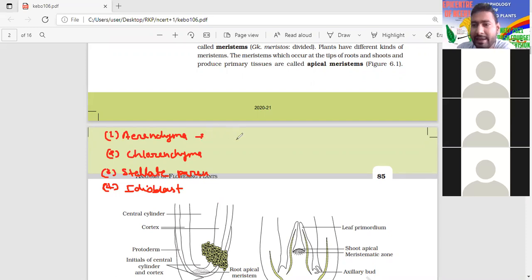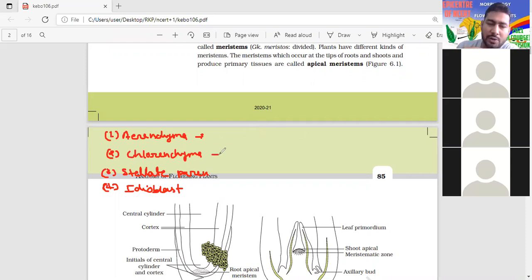Aerenchyma means they have air cavities. This type of parenchyma is modified, and after the modification, it forms air cavities in the plant, basically in aquatic plants. What is the function of Aerenchyma? It provides buoyancy to plants, by which they can easily float on the water. Clear? This is the basic function of Aerenchyma.